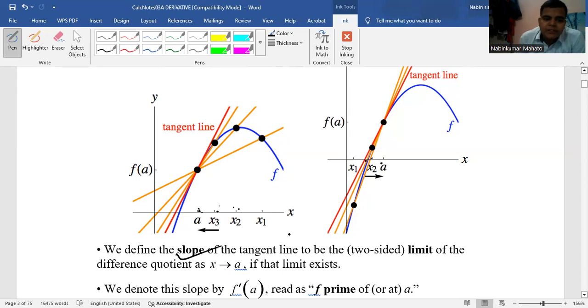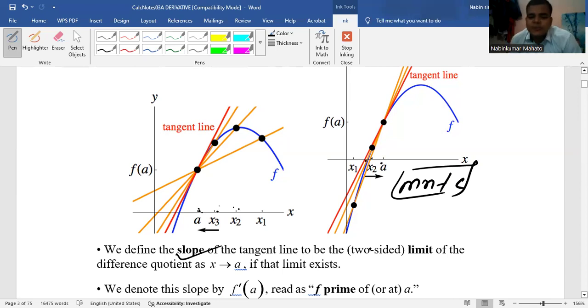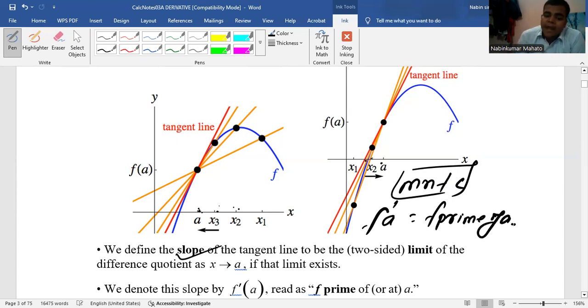Look, we define the slope. Do you know that slope is the m in mx plus c? I hope you know that. The slope of the tangent line is defined to be the two-sided limit of the difference quotients as x tends to a, if that limit exists. We denote this slope by f'(a), read as f prime of a. f'(a) means f prime of a.